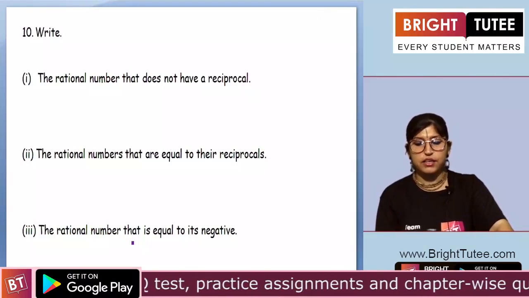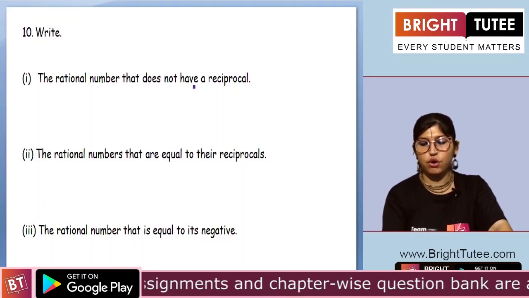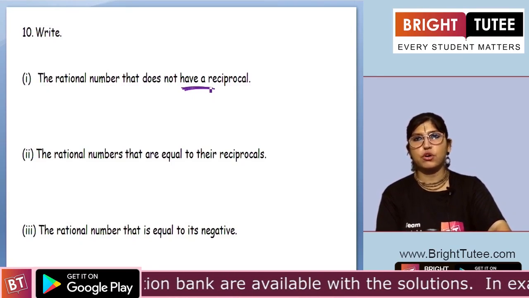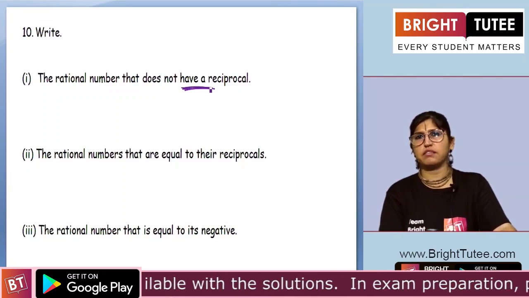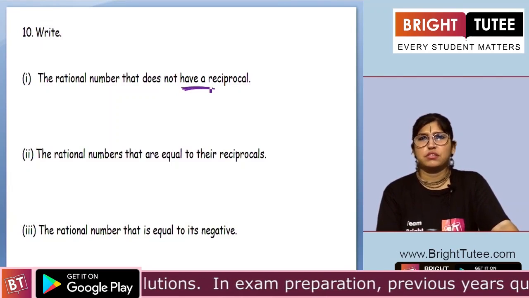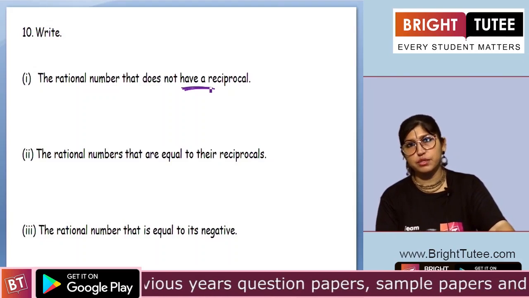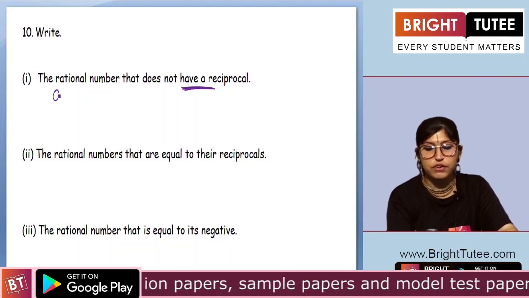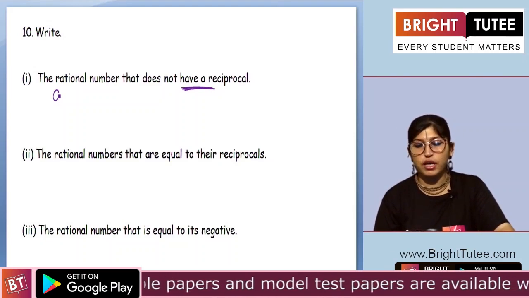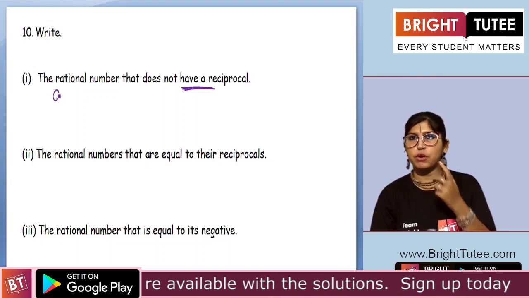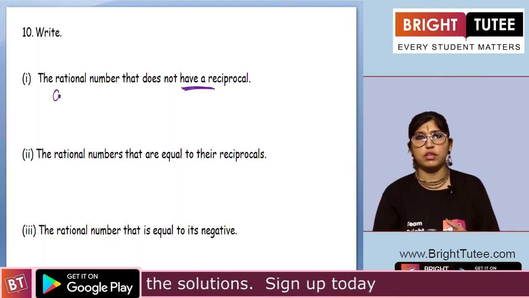We need to write a rational number that does not have a reciprocal. So we need to write a rational number which does not have a reciprocal. If I guess in my mind, it can be 0, 1, minus 1, but 1 and minus 1 still have a reciprocal, and 0 is the only rational number which does not have its reciprocal. We discussed it in earlier videos as well. Once you go through that video, you will be able to understand why.